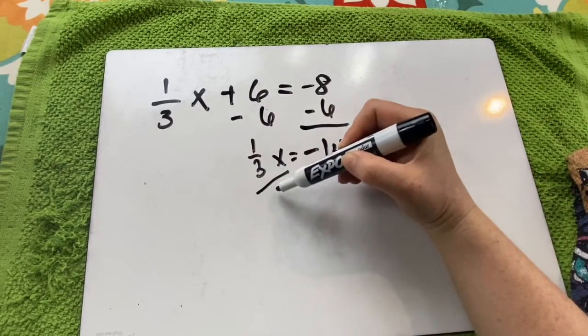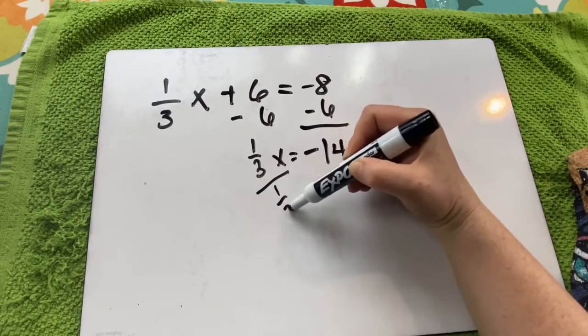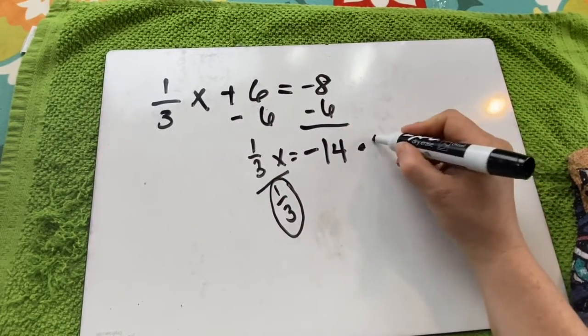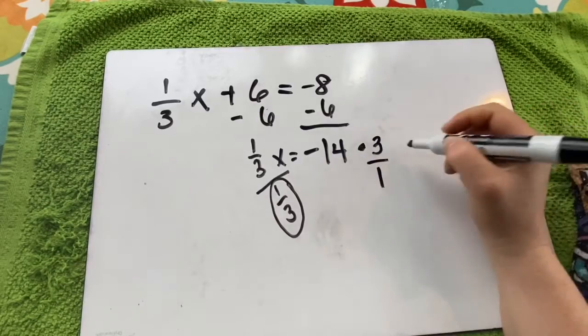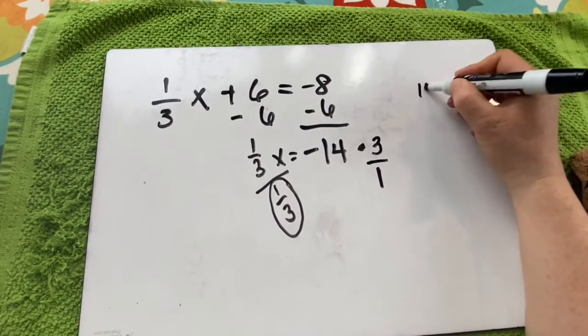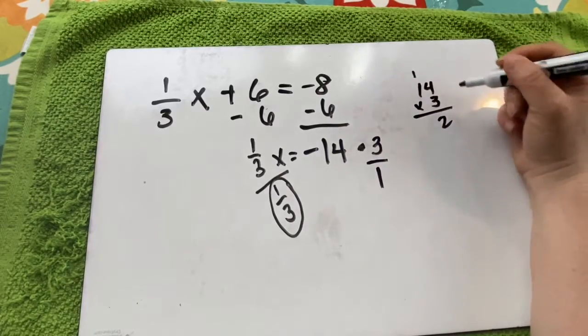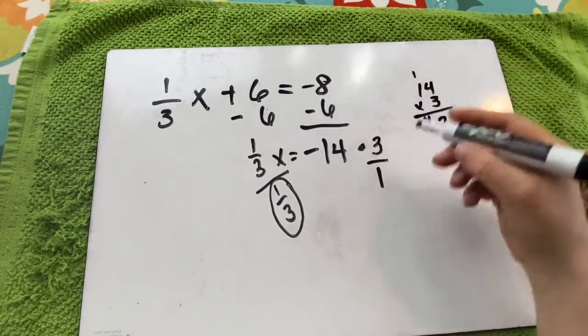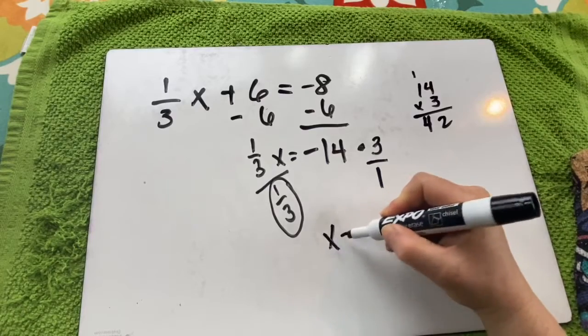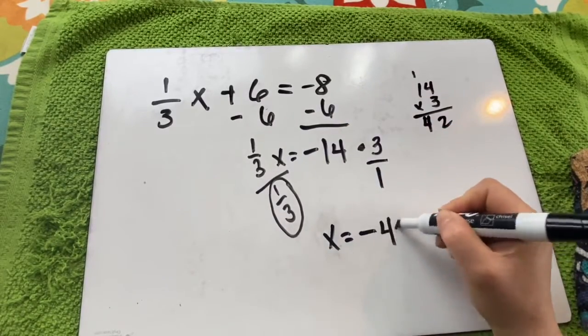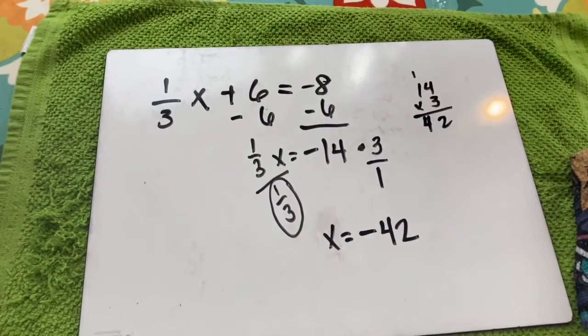You have to divide by 1/3, which means you have to flip it. So you're going to times by 3/1. So 14 times 3 is where we're at. Is 42. So this x, and there's one negative here, so -42. That's where we're sitting at that point. Okay?